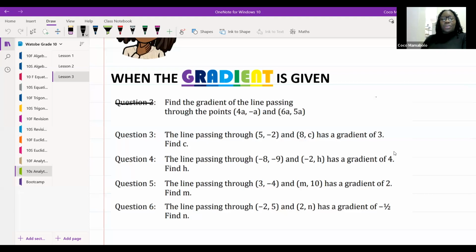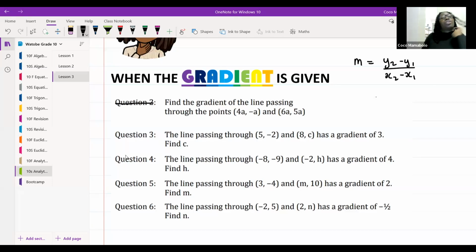Ah, Chloe, I'm so glad. All right, Mamani, we're not there yet. We're still looking at just the gradient. Now, let's read question 3 quickly, guys. Now, remember that the gradient is equal to y2 minus y1 over x2 minus x1. Remember that as we go through this question.